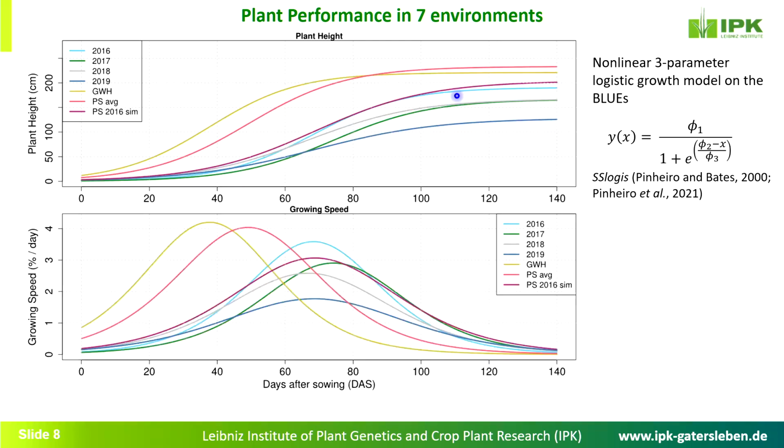And this also is true when we calculate the first derivative, so the growth speed. So when do these populations reach the maximum growth speed? And here, in all the field environments and the simulation of the single year, maximum growth rate is reached at around 70 days after sowing, and there are no significant differences between these time points, but there is with the glasshouse and with the average climate, which are reaching this phase much earlier in the developmental phase. So we find no difference between the inflection point for field 2016 and the PhenoSphere 2016 simulation.